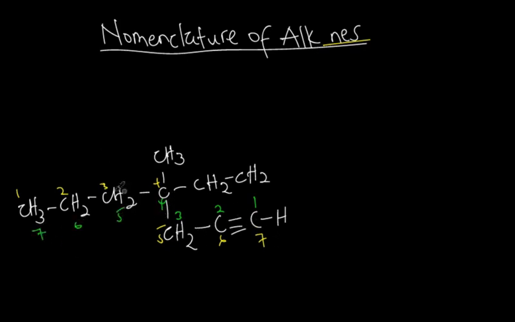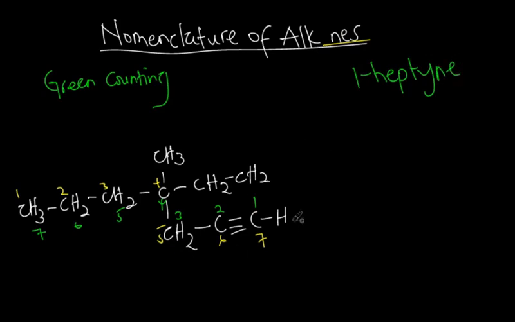Okay, now looking at both directions, we can see that the number that favors the triple bond is the one that is having the 1 over here, so we give it the 1. So we are using the green counting for the naming of this compound. So we have a 7 carbon chain forming the parent chain, so our name is what 1-heptyne. Okay, now that we have that as our name, we now look for any other group that is on the parent chain and does not form part of the parent chain.